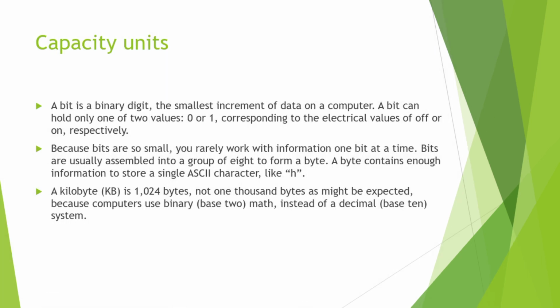Capacity units. A bit is the smallest increment of data on a computer, and a bit can hold only one of two values, 0 or 1, corresponding to the electrical values of off or on. Because bits are small, a computer rarely works with information 1 bit at a time. Bits are usually assembled into groups of 8 to form a byte. A byte contains enough information to store a single ASCII character like H.